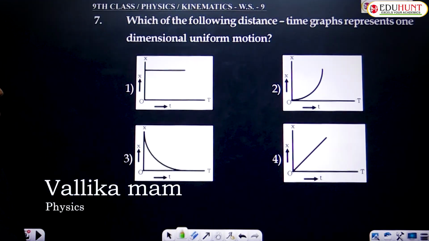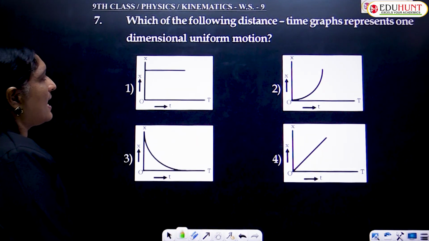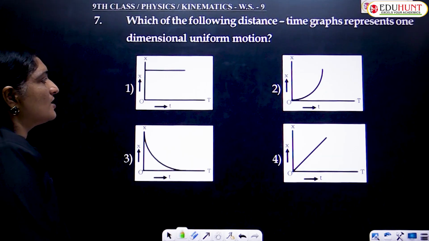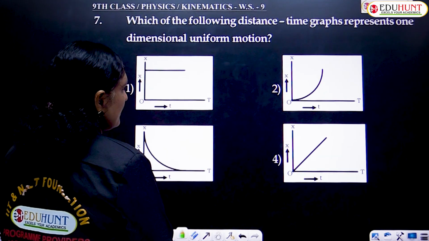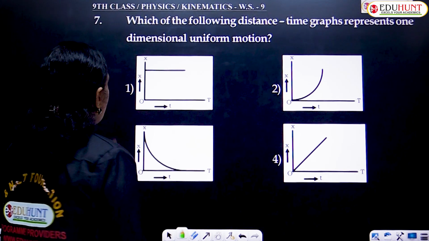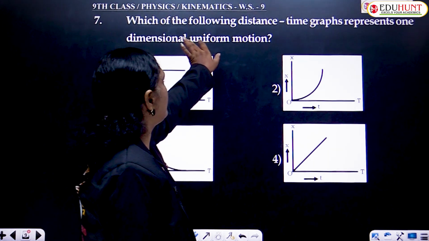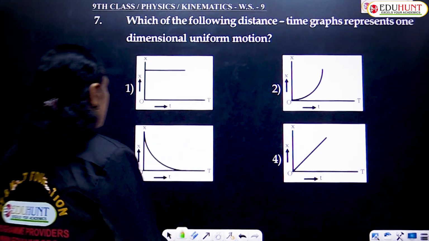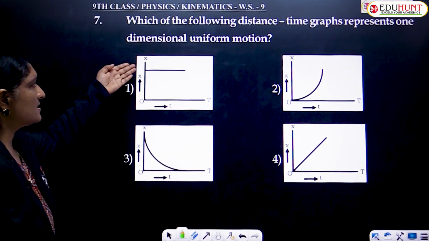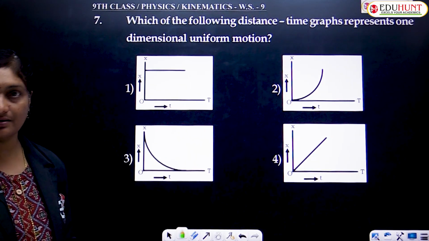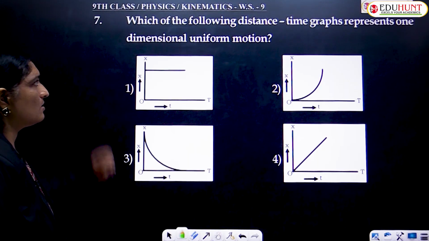Next question, the 7th one. Which of the following distance-time graphs represents one-dimensional uniform motion? Well, look at the 7th question. It is asking for one-dimensional uniform motion. If you consider the first graph, it indicates a stationary object, a body at rest, not a uniform motion. So this is a wrong one.